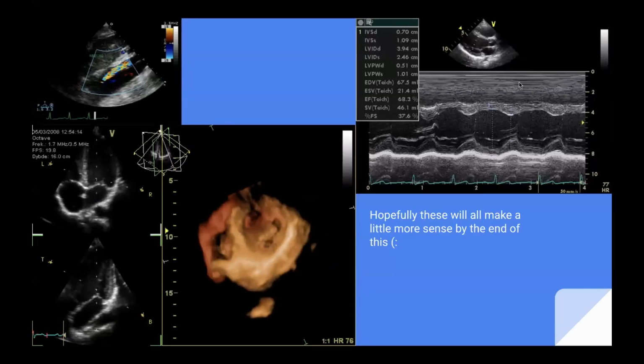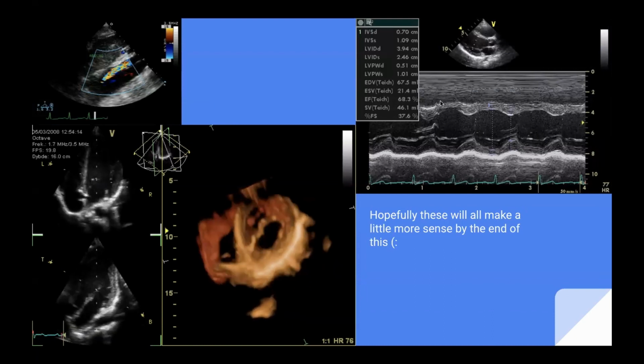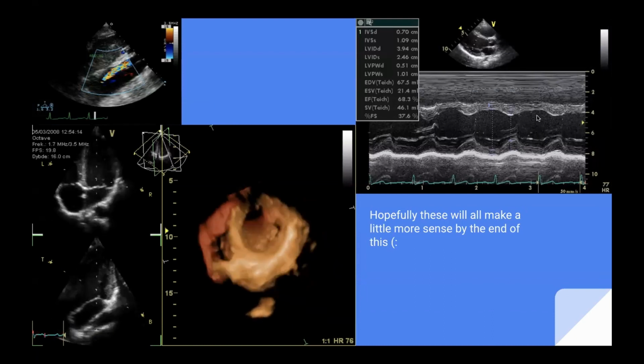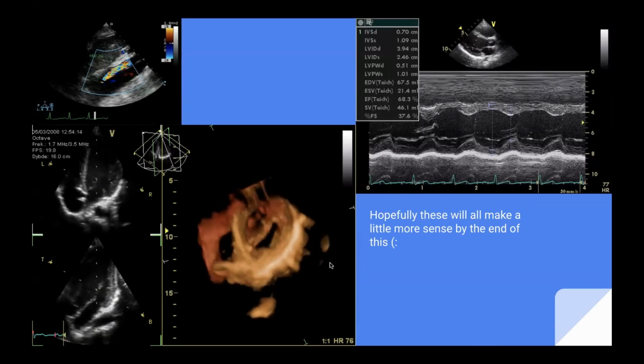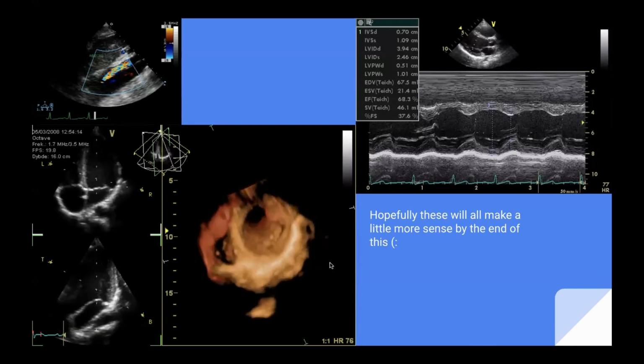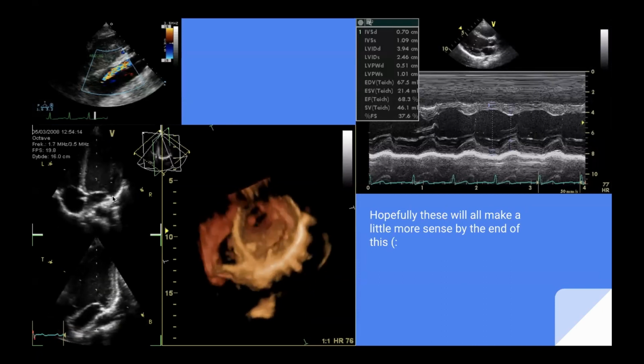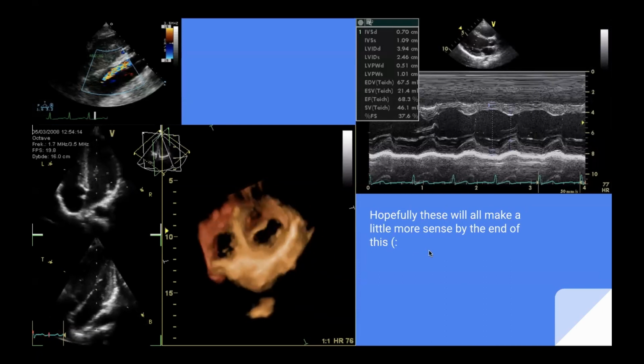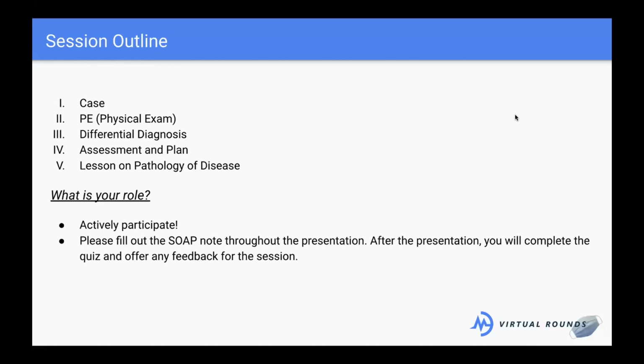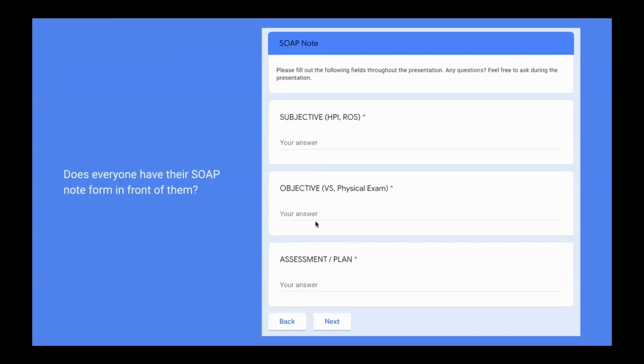So this is what we're going to talk about today. Like this says, hopefully all of this will make a little more sense by the end of it. But these are some great echocardiograms of some valvular diseases that we're going to talk about today. So this is a backwards and upside down heart. For those of you who have not attended a virtual round session, we're going to first do a case, physical exam, develop a differential diagnosis together, go through the assessment and plan, and then we'll talk about valvular disease together.